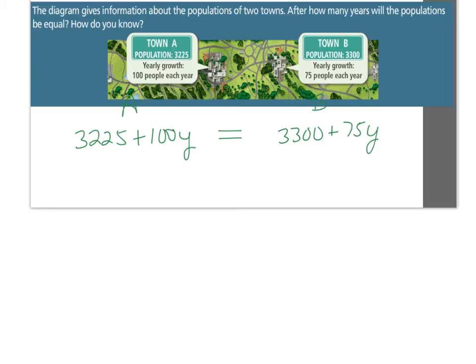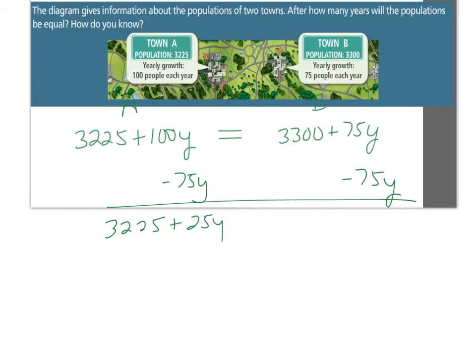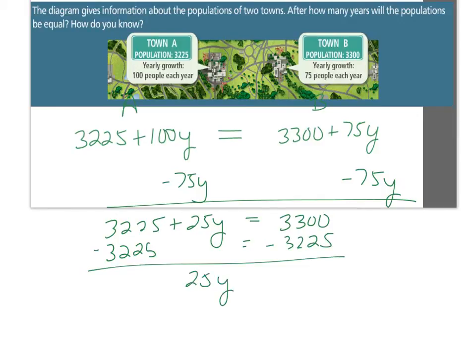In our rules, we look for any distributive property to apply. We don't have any. And then we try to get our variables on one side. Again, I'm going to move the smaller one to stay away from negatives if I can. So I have 3,225 plus 25y equals 3,300. Isolate my variable by adding and subtracting. So I'm going to have 25y equals 75.